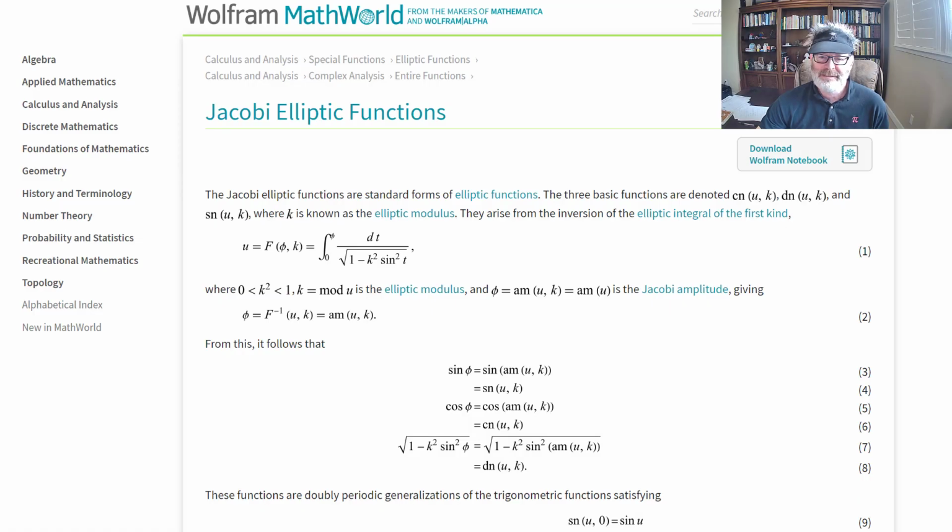Good day, everybody. Today I want to look at Jacobi elliptic functions. So I'll go to this Wolfram MathWorld website for the standard definition. Of course, you can find them all over the place on the web.